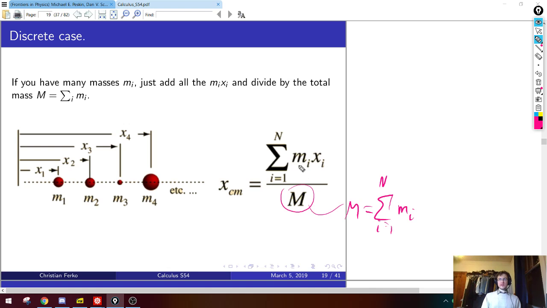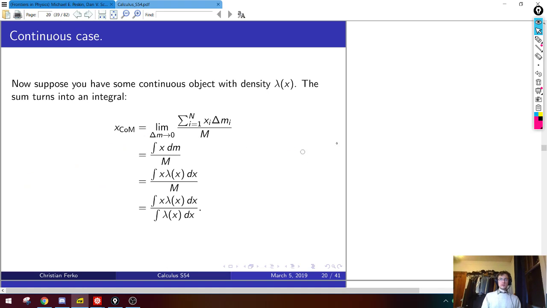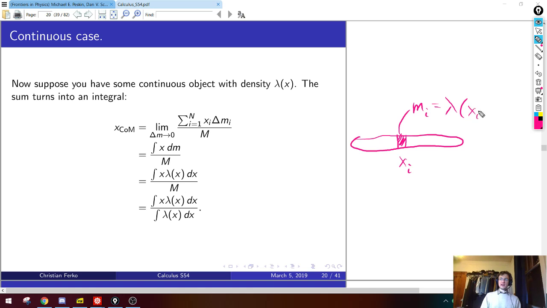Hopefully now it's intuitive how this is going to go over to the continuous case, because we're just going to play the same game of chopping our continuous mass into little chunks, doing this sum, and then turning the sum into an integral. What do I mean by that? If we again have some rod, some one-dimensional object, where each of these chunks at xi has some mass mi, which is the density lambda at xi times some width delta x.